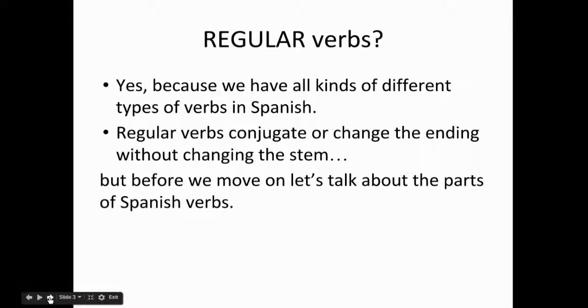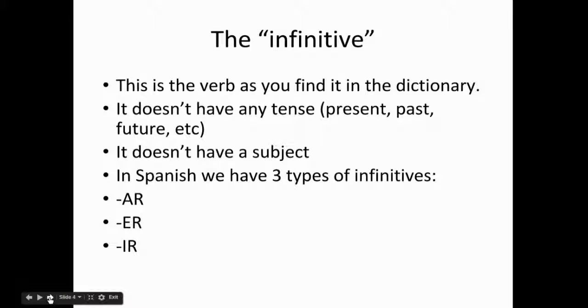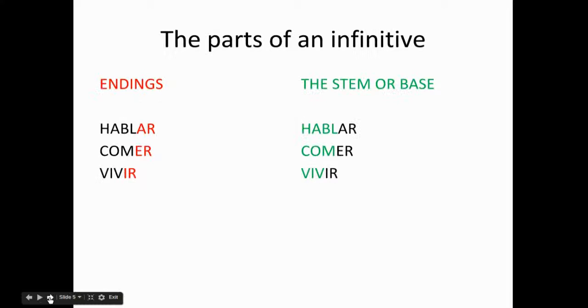But before we move on, let's talk about the parts of the Spanish verb so that last part makes sense to you. Okay, first of all, we have an infinitive when we talk about the verb. And this is the verb as you find it in the dictionary. It doesn't have any tense. It does not have a subject. And in Spanish, we have 3 types of infinitives. We have AR ending infinitives, ER ending infinitives, and IR ending infinitives.